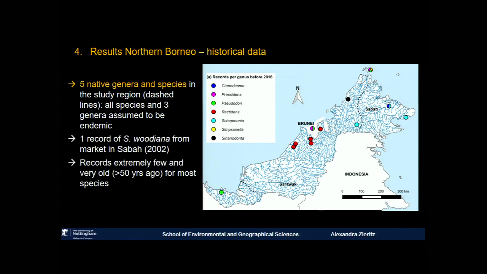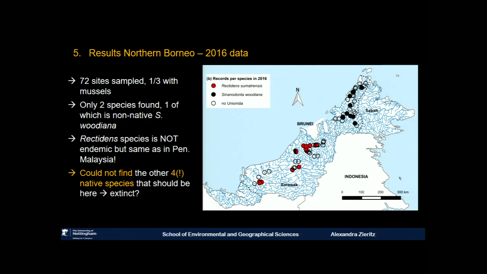I also consider Brunei as being within my study area because I sampled all of these. In this area, based on historical records, there should be 5 species, all of them from different genera, most of them endemic to the region, at least to Borneo. There's one record of this Chinese species from 2002 from a market, actually. And of course, the records are very, very old, so most of them were collected before everything changed in this area.